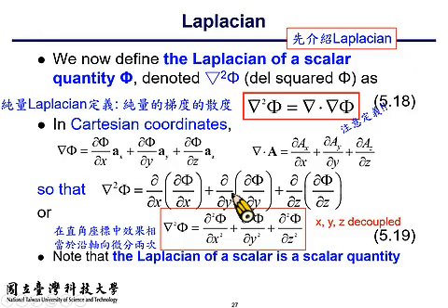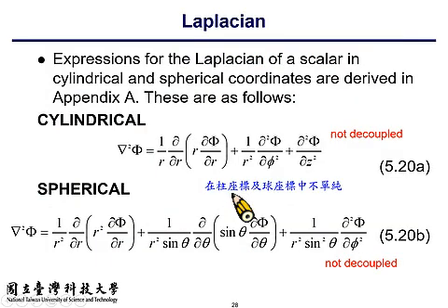And because x, y, z are decoupled in the Cartesian coordinate system, the expression for the Laplacian of phi in the Cartesian coordinate system is relatively simple. Just taking the second order differentiation toward x and y and z direction in the Cartesian coordinate system. And in this slide, because r, phi, z, well, r and phi are decoupled from z in the cylindrical coordinate system.